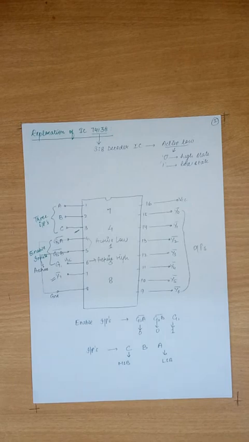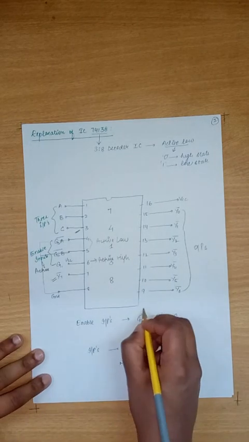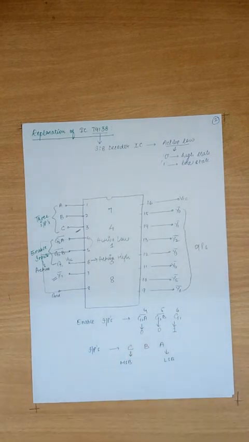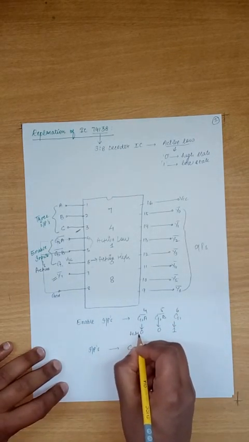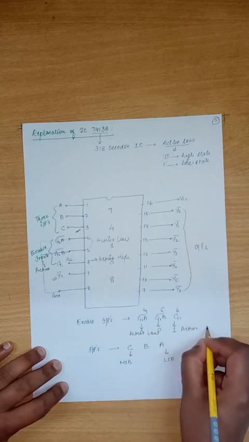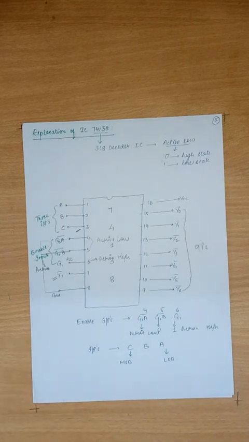Here we can see that the enable inputs are G2A bar, G2B bar and G1, where G2A is pin number 4, G2B is pin number 5 and G1 is pin number 6. 0 indicates active low and 1 indicates active high. Inputs are arranged in the order of CBA, where C is my MSB and A is my LSB. Now let's proceed further.